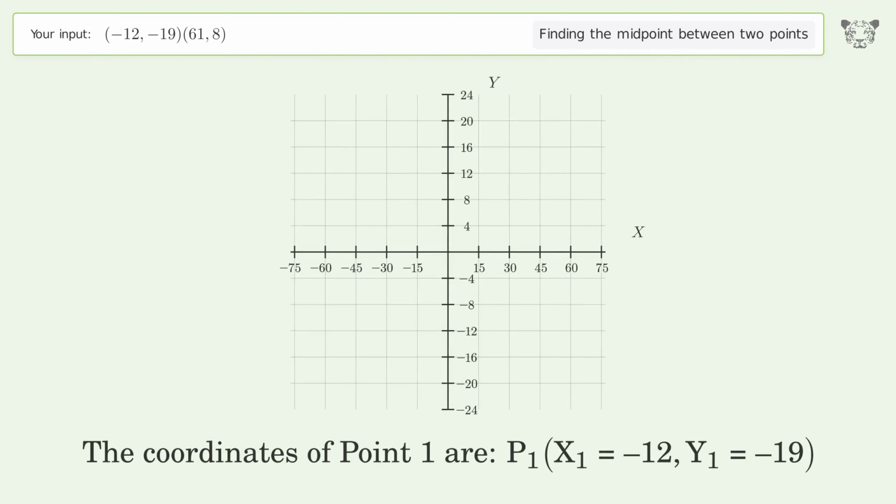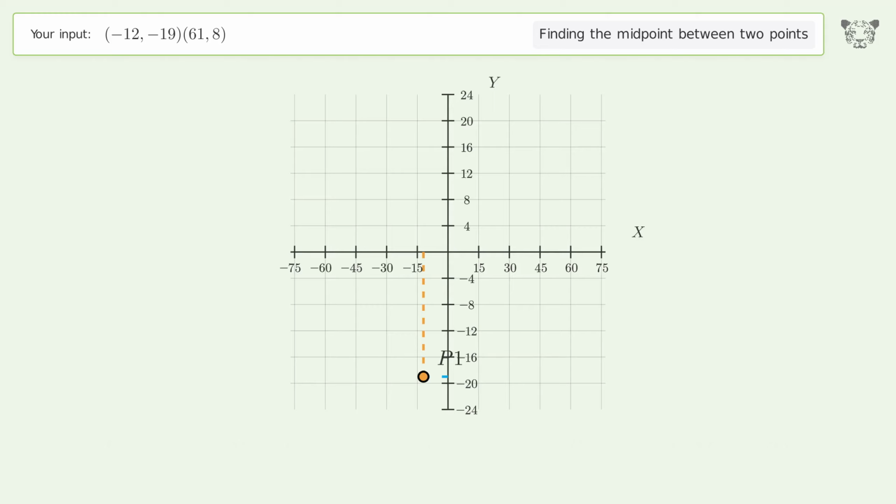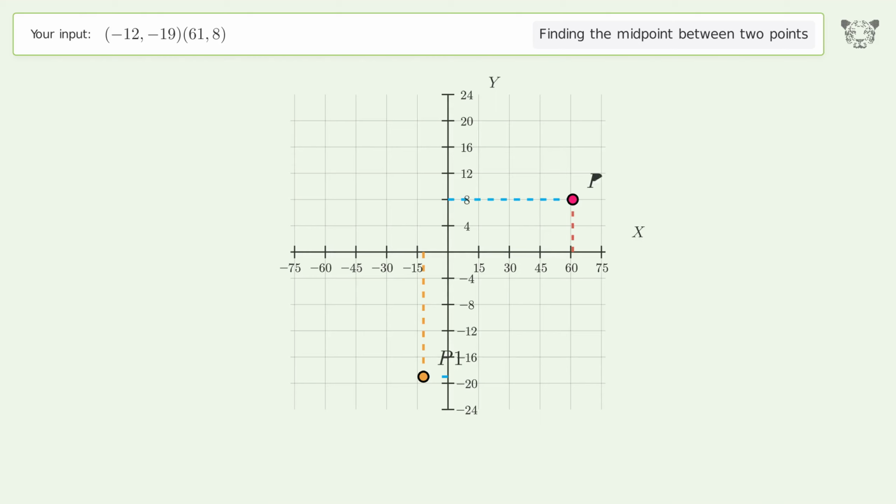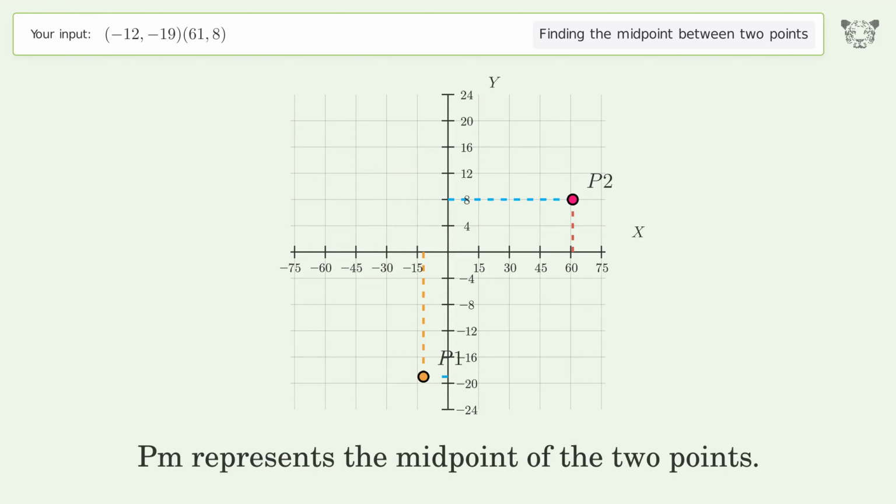The coordinates of point 1 are x1 equals -12, y1 equals -19. The coordinates of point 2 are x2 equals 61, y2 equals 8. PM represents the midpoint of the 2 points.